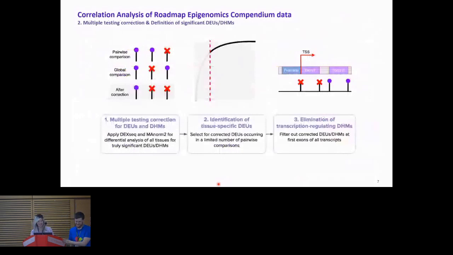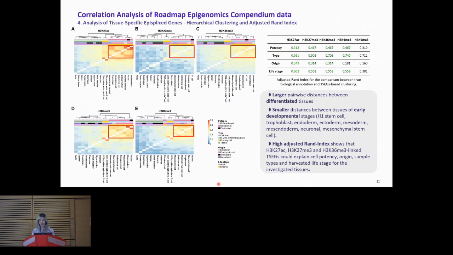Oh, it's all right. Yeah, so we perform gene ontology enrichment analysis. Sorry for the previous. Anyhow, I'm showing you now the results coming from the hierarchical clustering that we have. Here are the heat maps for the pairwise distance between tissues based on the shared episplicings. And for all the histone marks that we investigated, we see clear clusters of tissues and cells that belong mostly to the early stage of development. That is, for example, stem cell, trophoblast, endoderm, ectoderm, mesoderm.